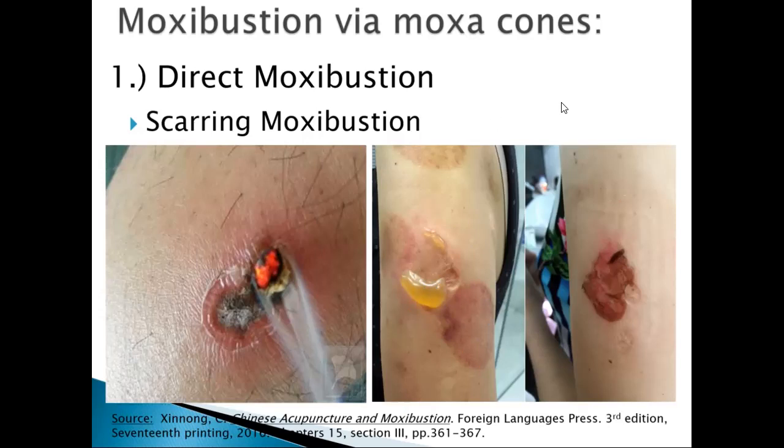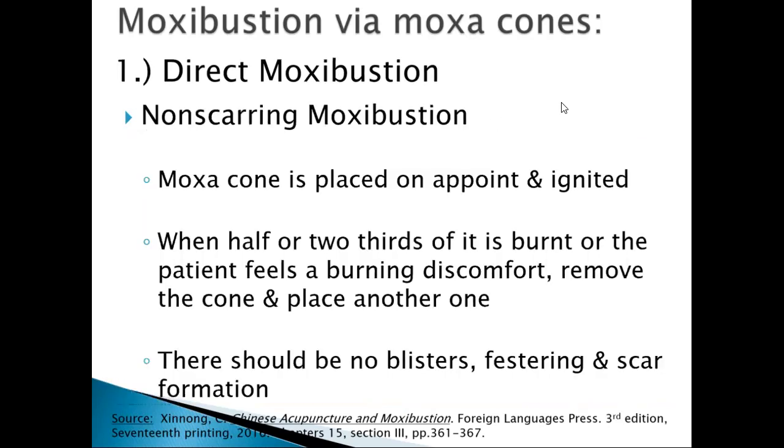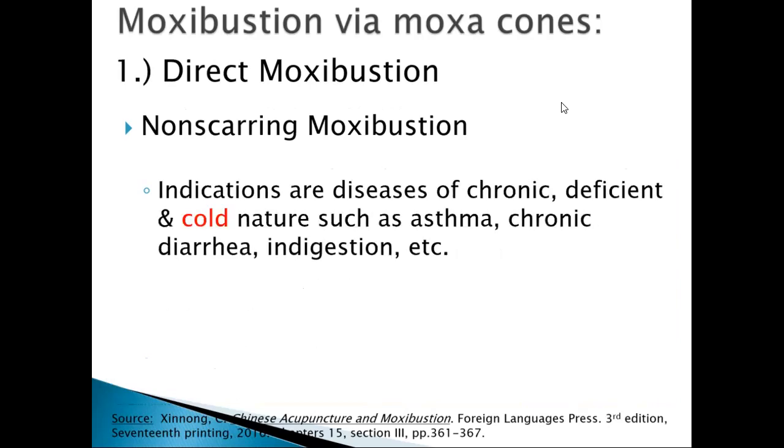Most people will practice non-scarring moxa. Non-scarring moxa is a moxa cone placed on an acupoint and ignited. When half or two-thirds of it is burnt, or the patient feels a burning discomfort, remove the cone and place another one. There should be no blisters, festering, or scar formation. Once the patient feels enough heat, remove it. The indications are diseases of a chronic, deficient, and cold nature, such as asthma, chronic diarrhea, indigestion, etc.